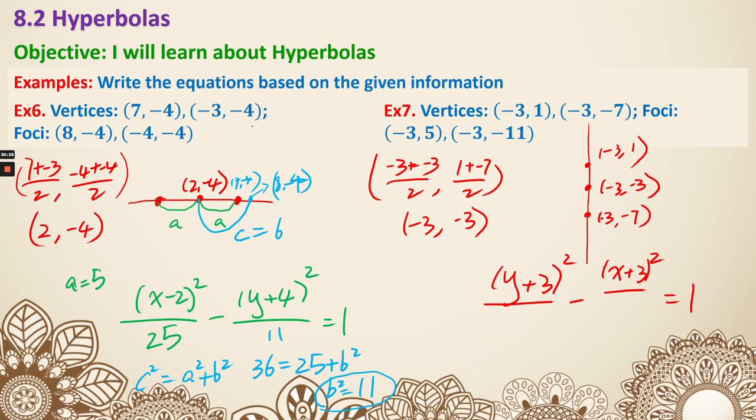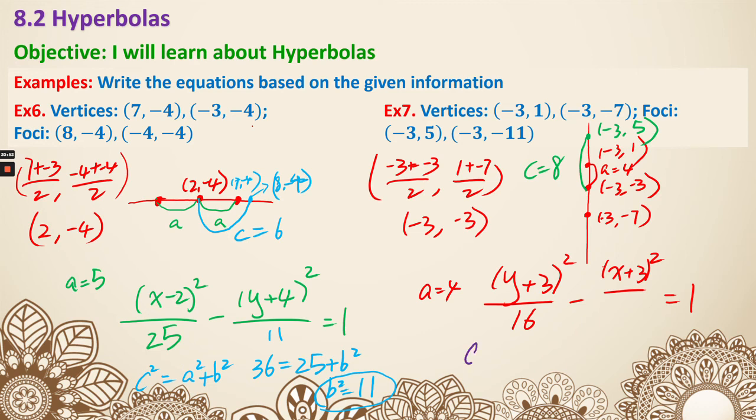Next, my foci is -3, 5. I don't even need the other point because I just need to find out my c. My c in this case, 5 and -3, they're 8 away. And I did forget to identify my a. My a is basically from 1 and -3, the distance between them. So my a is 4. A is 4, that means it's going to be a 16 in the front.